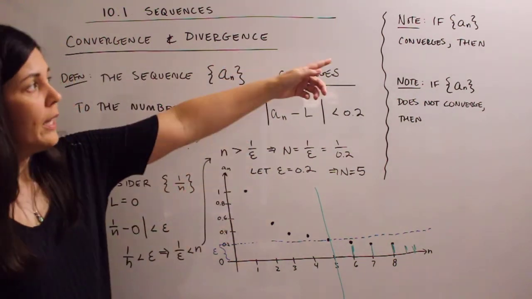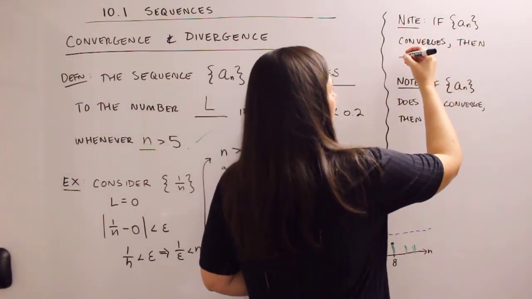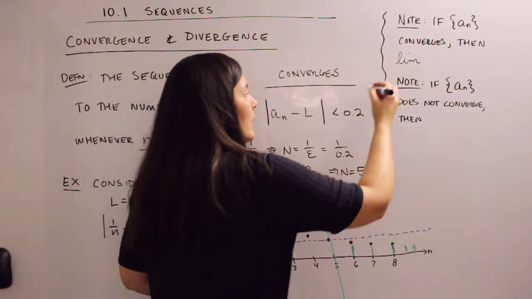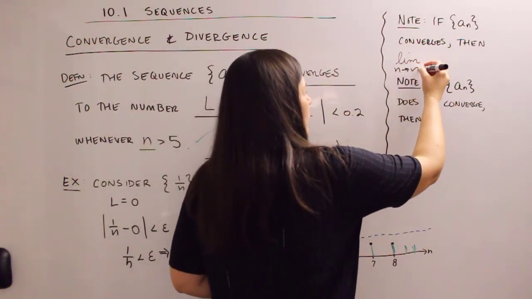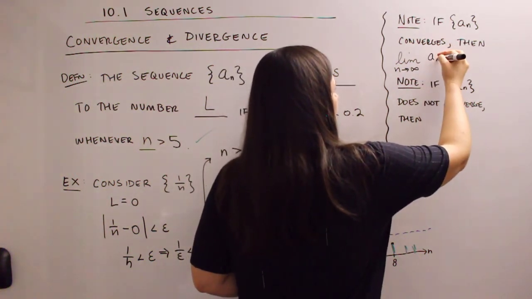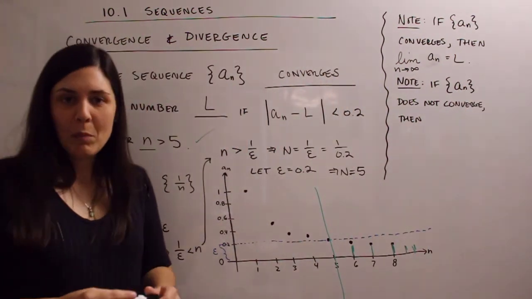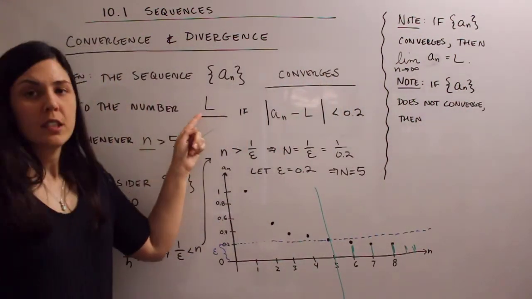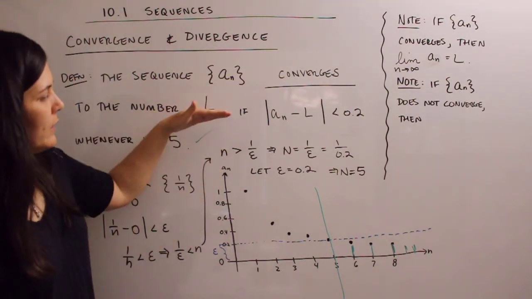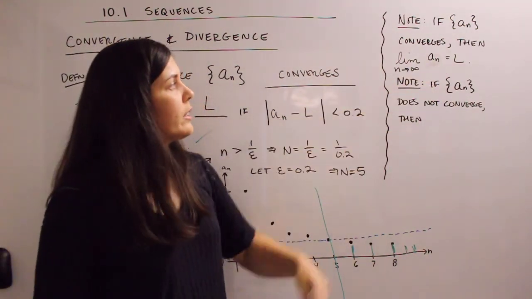And so if your sequence converges, here is our note: if a sub n converges, then, hopefully this is maybe what you might have been thinking about already, the limit as n approaches infinity of your sequence, a sub n, is that number L. So I avoided saying it, but now I'll say it. This number L was just the limit. Okay? So this number we're approaching, that we're converging to, is actually the limit of our sequence, if it does in fact converge.